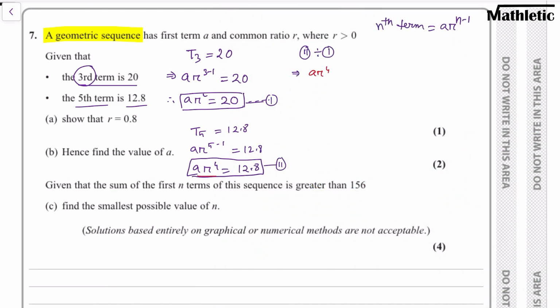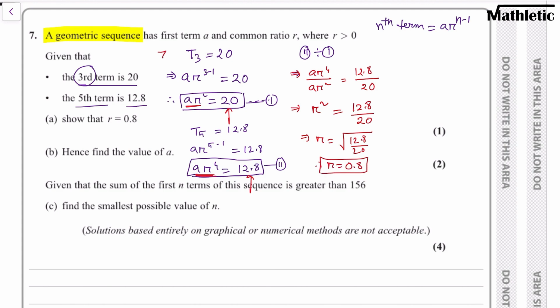From the second equation, the left side is AR to the power 4, and from the first equation, AR square. Then I will select values from the right side, so 12.8 divided by 20. In that way, you can just cancel the A and the R. The remaining part is just R square. So from here, R is root over 12.8 by 20. Therefore, R is 0.8. So that's it. This is 7a.